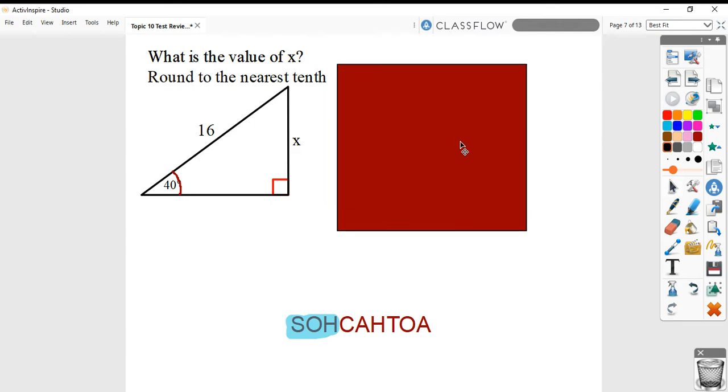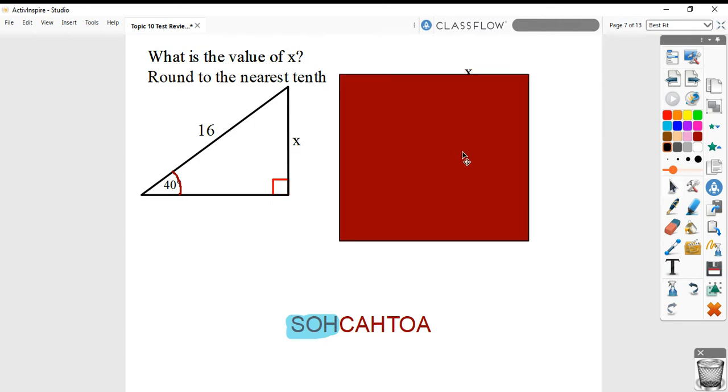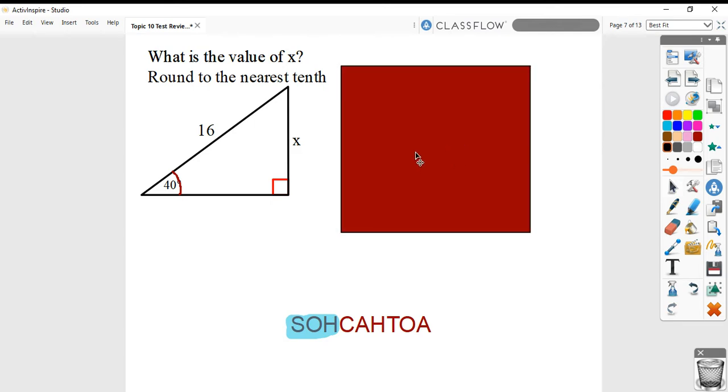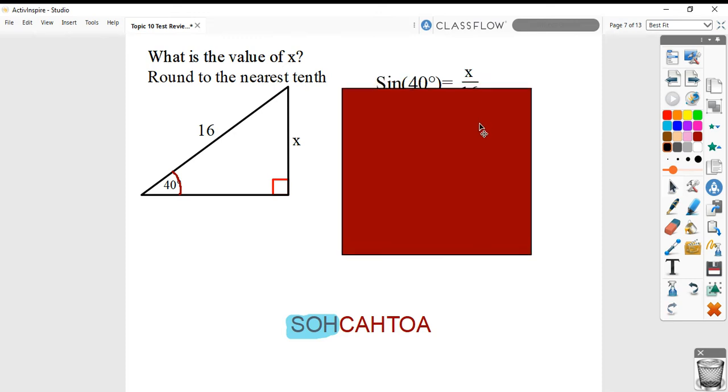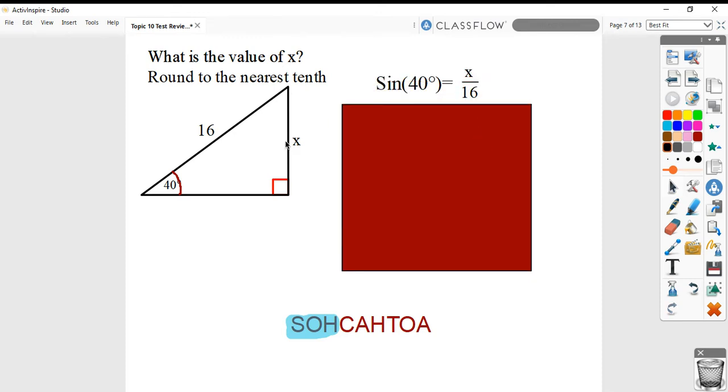Okay, our equation is going to be sine. And here's the thing, when you're writing these equations, they always look pretty much the same. In this case, it's going to be sine of our angle, 40 degrees, equals the opposite side divided by the hypotenuse. So sine of 40 equals x, the opposite, over 16, the hypotenuse.